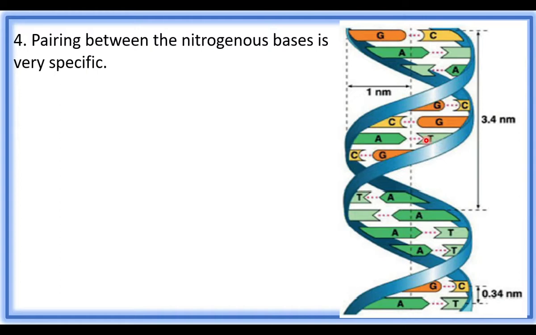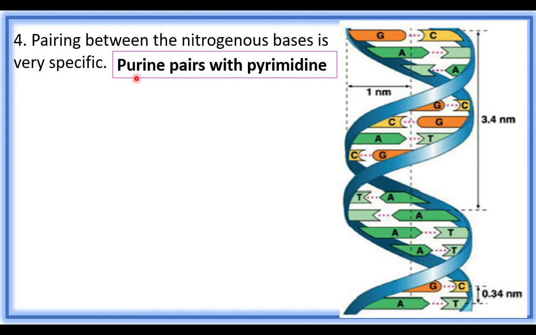You know what purines and pyrimidines are. A purine pairs with a pyrimidine. Adenine pairs with thymine. The nitrogen bases form a base pair, and the pair is connected by hydrogen bonds. In between adenine and thymine, there are two hydrogen bonds.